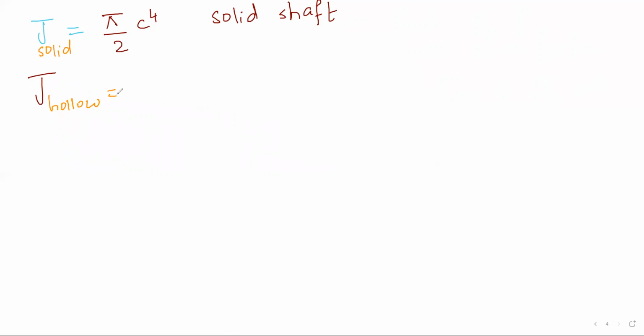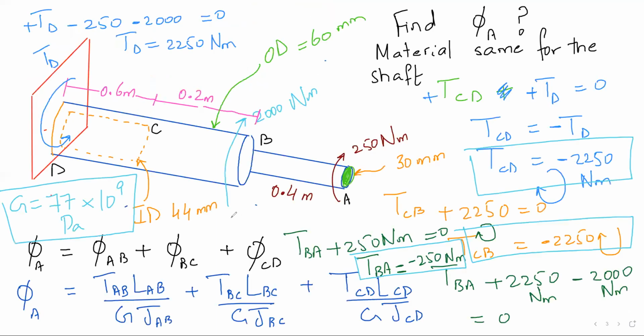I don't have the answer. I will give, just give me 10 seconds. We will see your answer. J hollow is, can you give me the formula? Pi by 2 radius power 4 minus inner radius power 4. So, were we calling C2 or C1? Like this? Okay. For hollow shaft. Yeah. Okay.